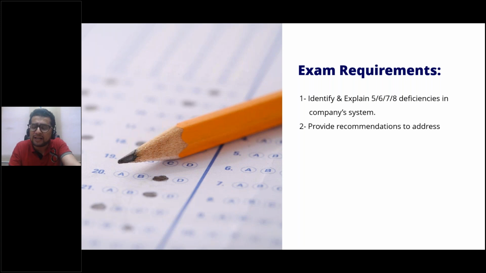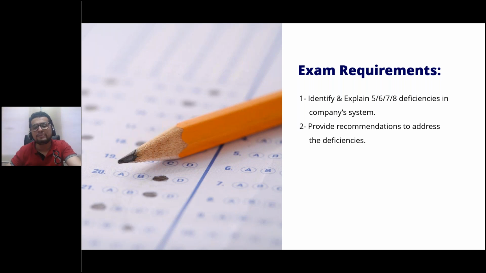Once you have identified and explained the deficiency, the examiner would expect that you will come up with a recommendation. Now, what do I mean by recommendation? Recommendation means that in order to overcome that deficiency, you should recommend a good control instead of that poor control. What do I mean by deficiency? Deficiency means a poor control, not a good one. Something having a loophole, something having a deficiency.